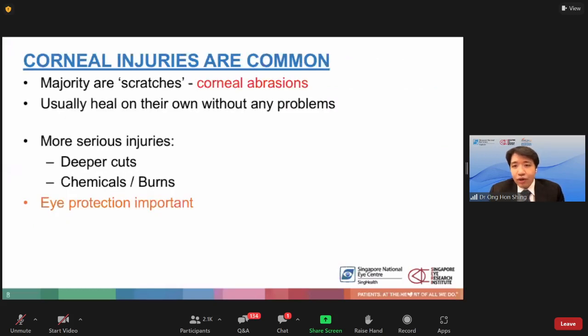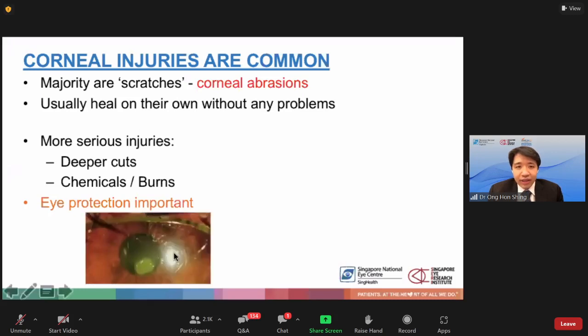Next, I would like to talk about eye injuries, in particular corneal injuries, which are a very common cause of red eyes. A typical story is someone having an accidental poke in the eye, for example, with a finger, or after removing a contact lens, or maybe even the edge of a paper, or even after rubbing eyes. The majority of injuries are known as scratches or corneal abrasions.